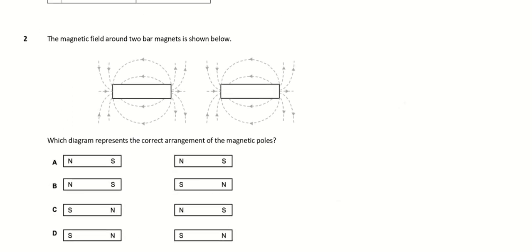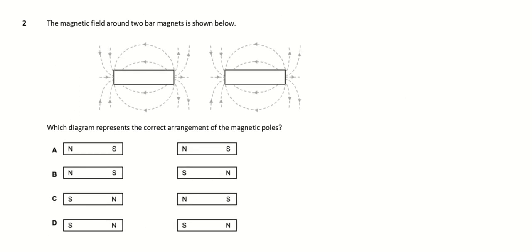Question 2, magnetic fields around two bar magnets are shown. Which diagram represents the correct arrangement of the magnetic poles? Take note that magnetic field lines come out from the north, right? So the field lines, as you can see, come out from here. So here will be a south, and here will be a north, here will be a south. So I just need to look for this combination, and the answer is D.